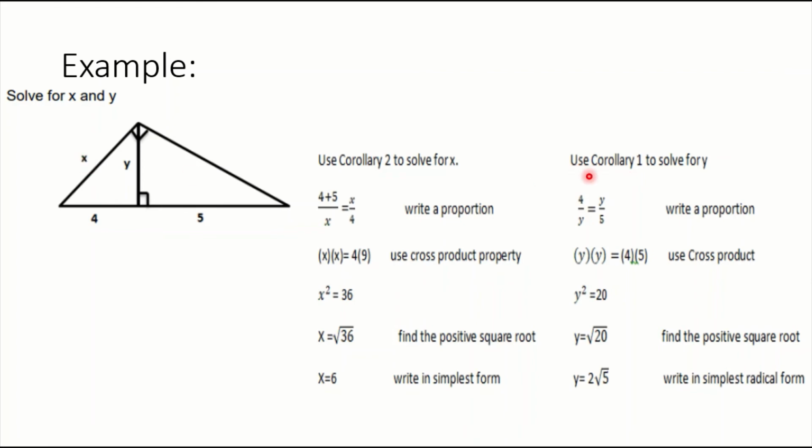Next, for letter y, let's use corollary number 1. So, 4 over y, or AD over CD, is equal to CD over BD. Ganun din po, cross-multiply natin. y times y is y squared. 4 times 5 is 20. Then extract natin sila. 20 is not a perfect square, so we have to put it in simplest form. The factor of 20 that is a perfect square is 4 times 5. The square root of 4 is 2, and mareremain yung 5 sa loob. Therefore, the answer is 2 square root of 5.